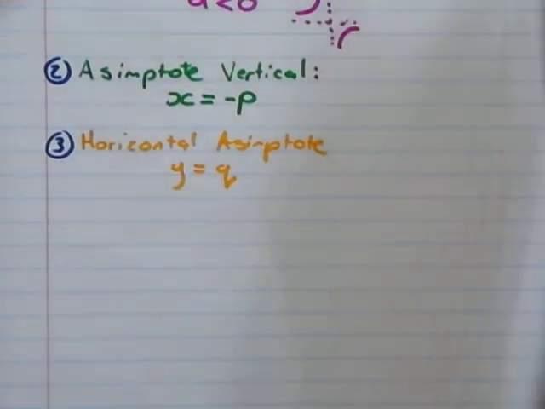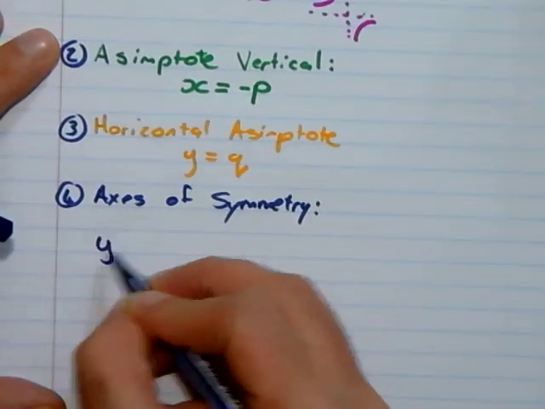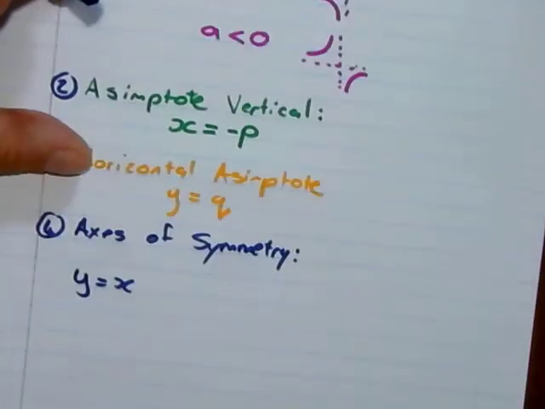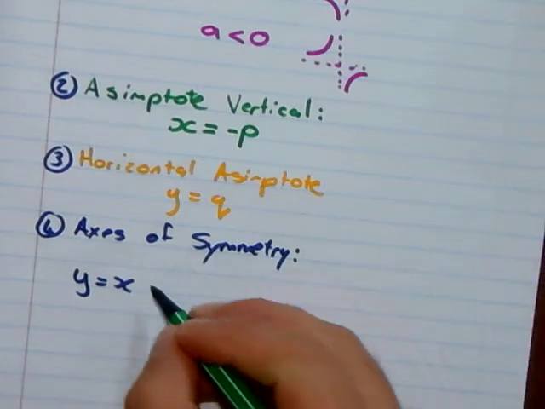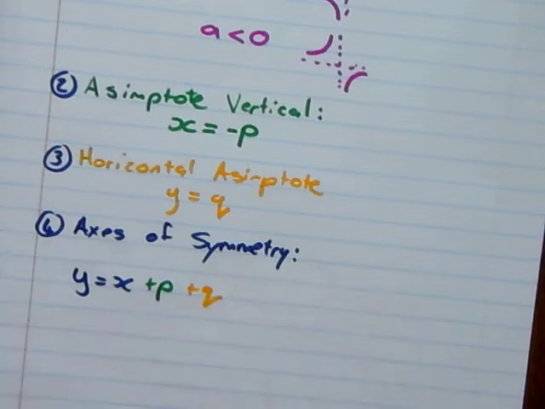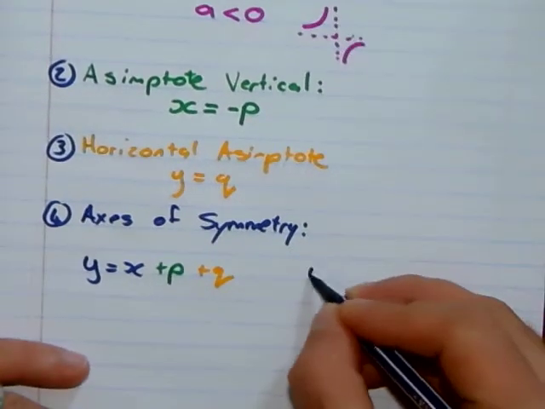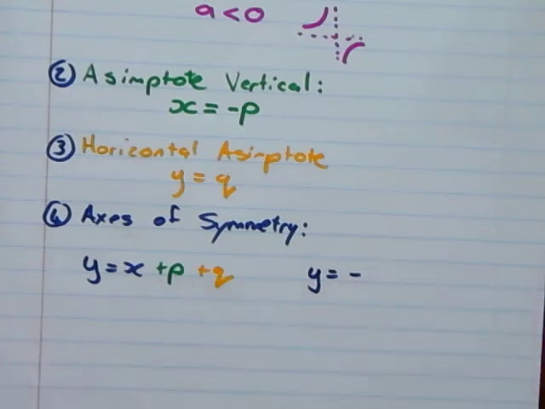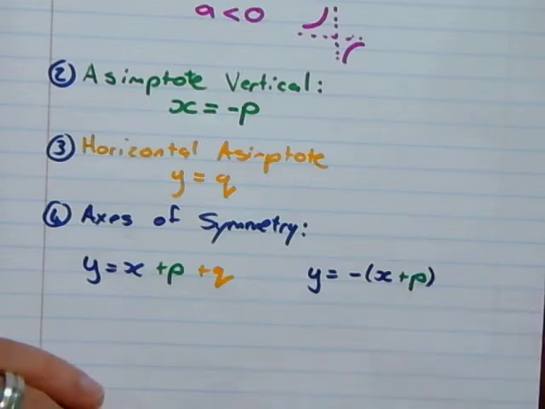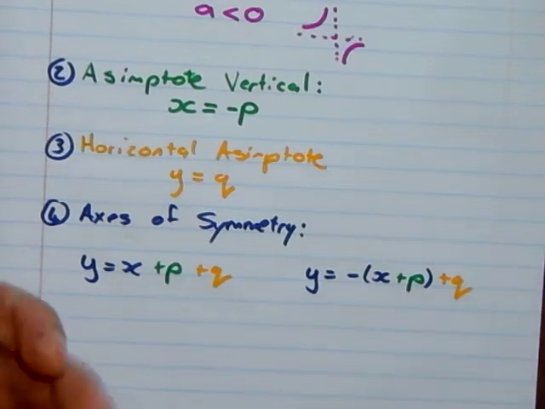Number four. The fourth thing we know is the axis of symmetry, the equation of the axis of symmetry. I use the following: y equals x plus b plus q. And then we might need the negative side of this graph. So we have two equations of axis of symmetry. The other one is going to be y equals negative, in brackets, x plus b, in brackets, plus q. That's how we calculate the equation of the axis of symmetry.